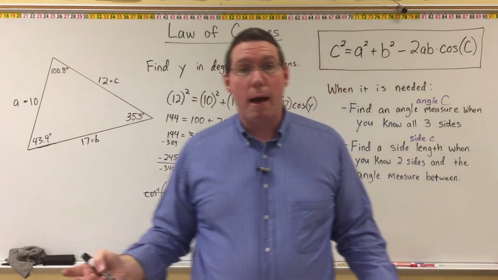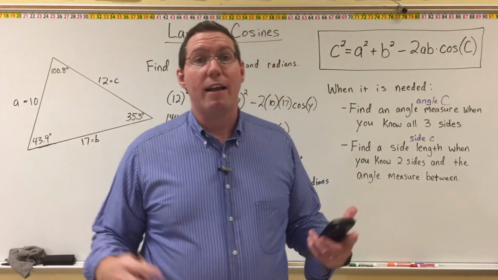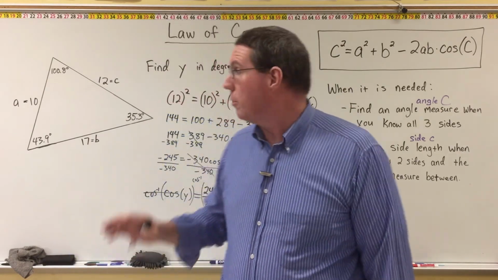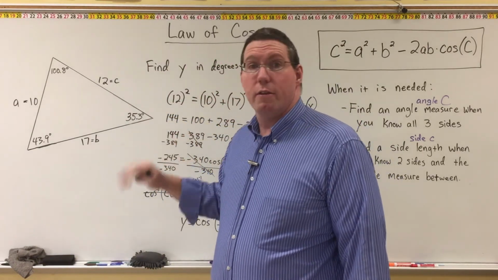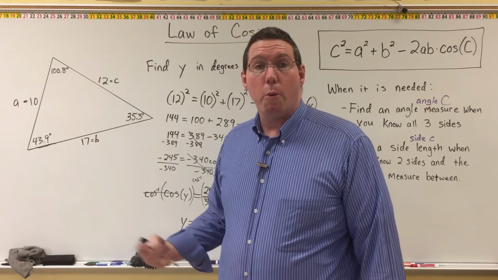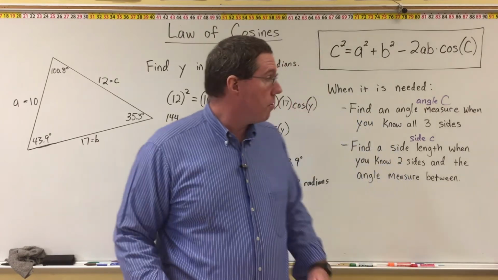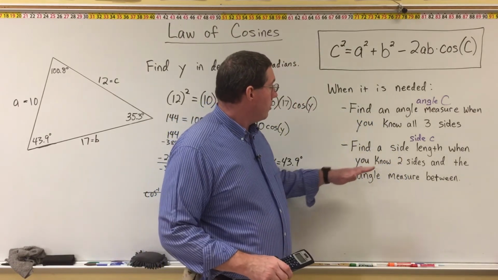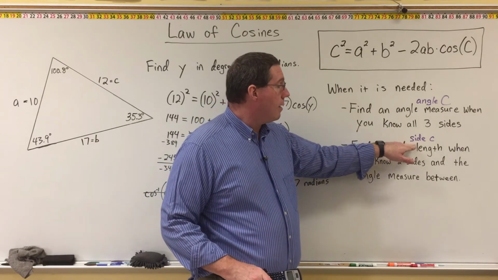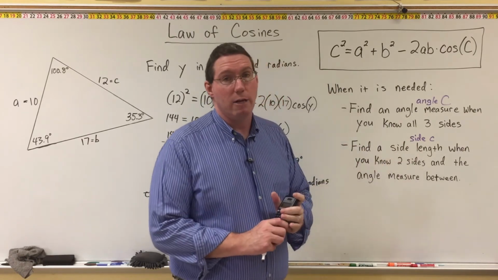So isn't this awesome how the law of cosines can help us find everything that we want to know about a triangle given certain pieces of information? All right, what we're going to do now is a couple of examples where we are going to find the length of a side given two sides and one angle.